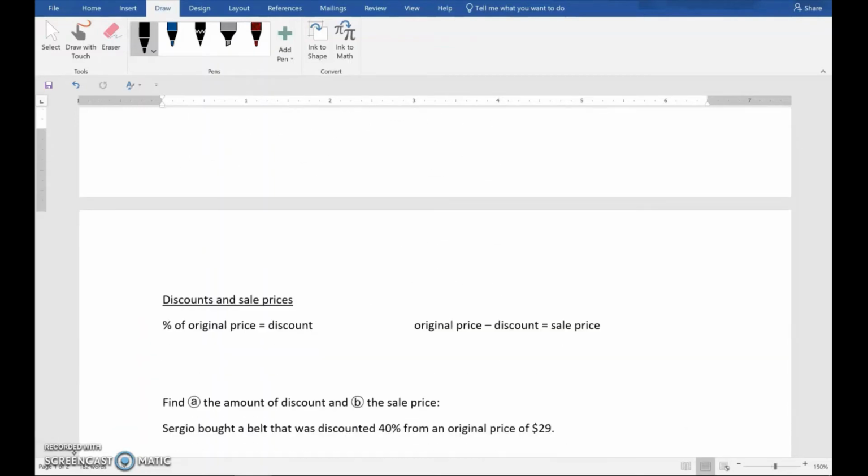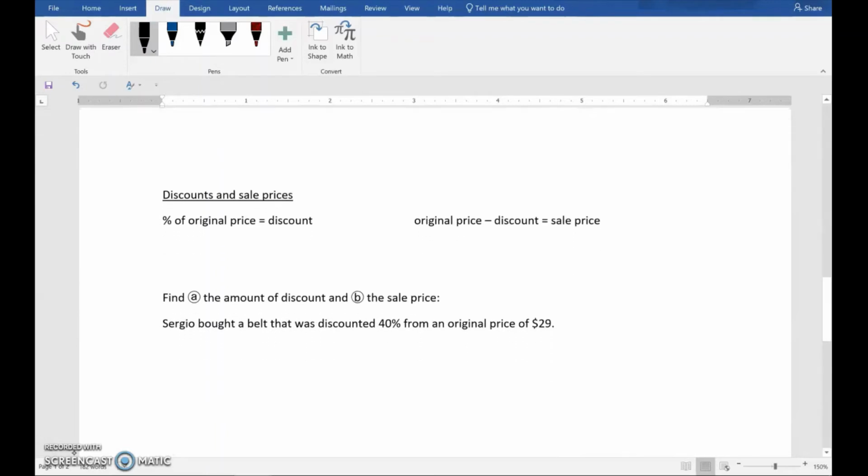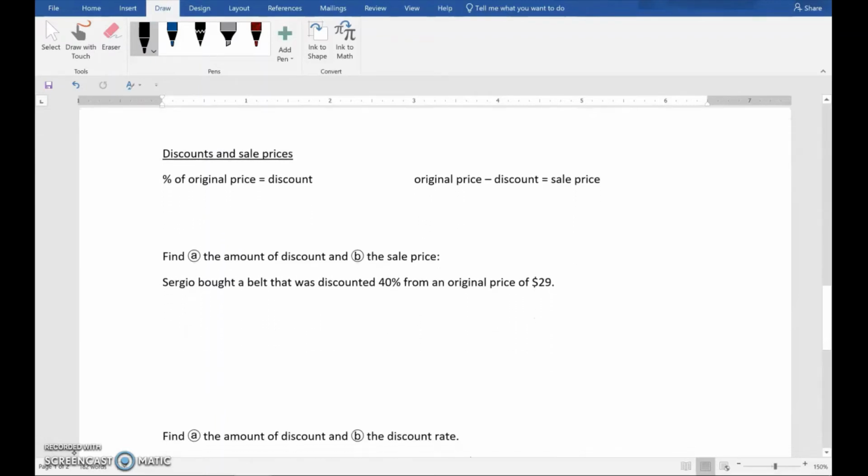Okay. So the other thing you can do with percentages that we do quite a bit is discounts and sale prices. And this is something that I really wanted to include because it is something that you can hit every day in your everyday life. There are 2 things you have to pay attention to. One is if you take the percent of the original price, that gives you your discount. And then if you take that discount and subtract it from the original price, original price minus that discount gives you your sale price.